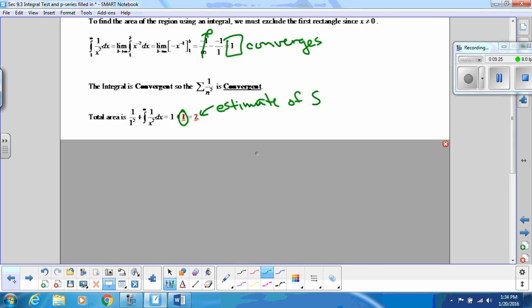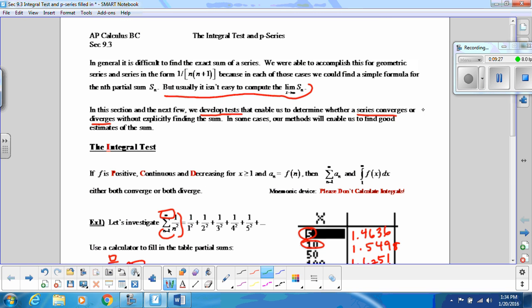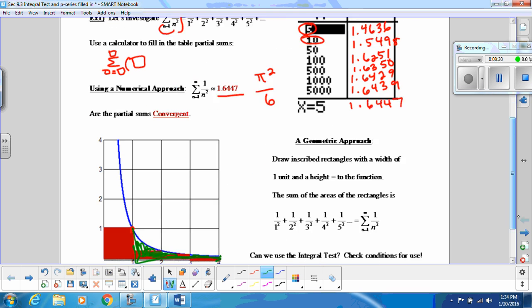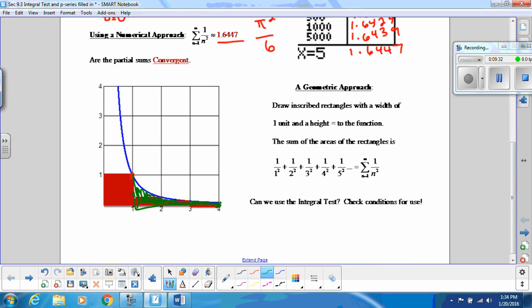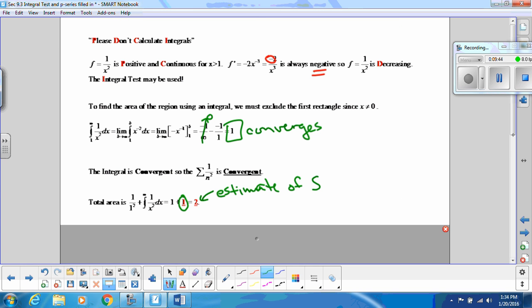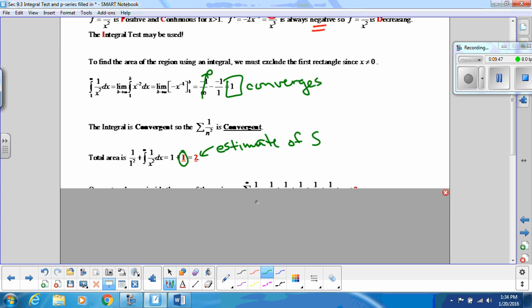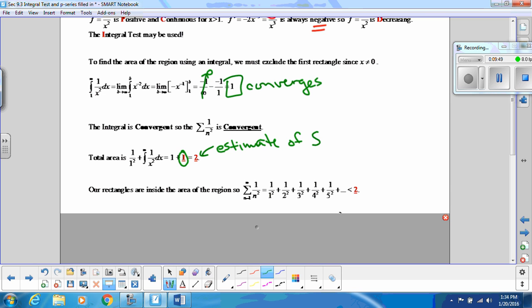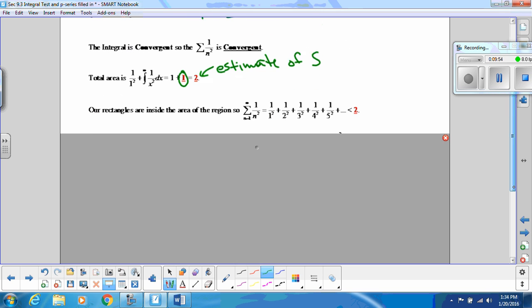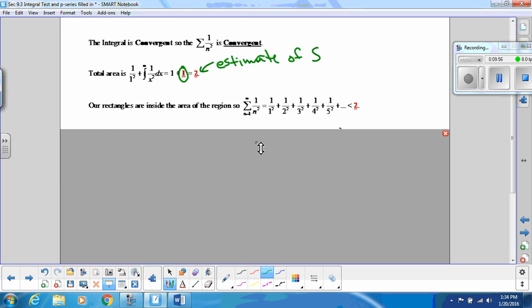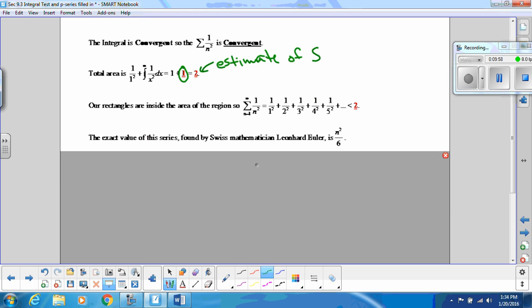Now keep in mind, this is not exact, because if we go back again to that rectangle thing, the rectangles are actually smaller. They stay underneath the curve. So this green stuff will be an overestimate of these rectangles. So 2 is actually an overestimate. So we could say, to be a little more exact, that our rectangles are inside the area of the region, so all of that will be less than 2. All right, so that's because we added the 1 and the 1, and we know that was an overestimate.